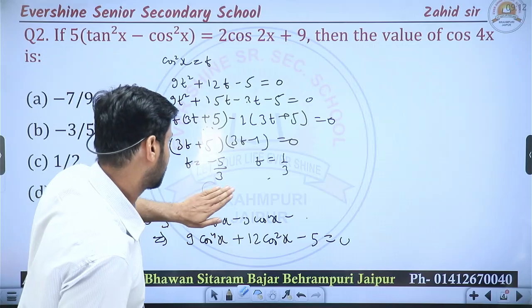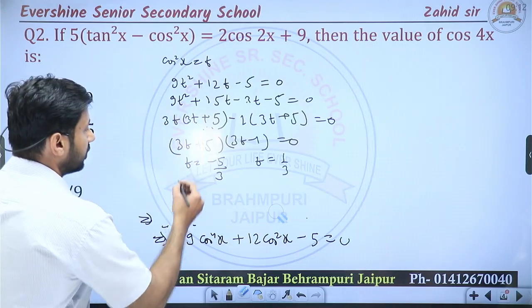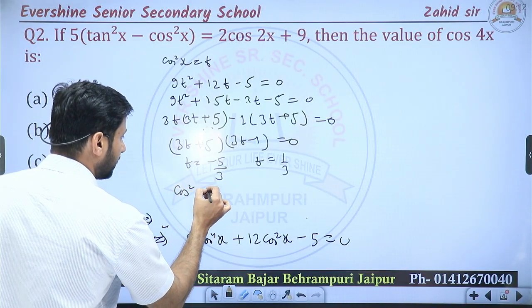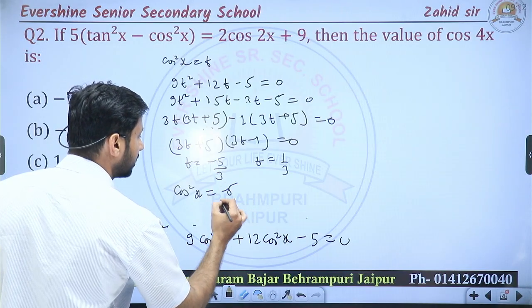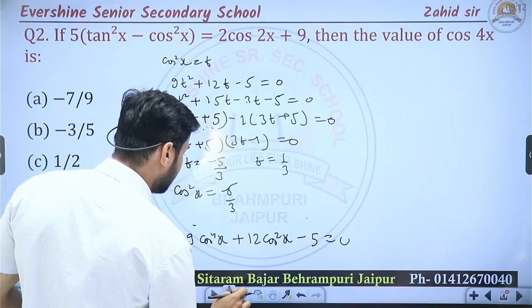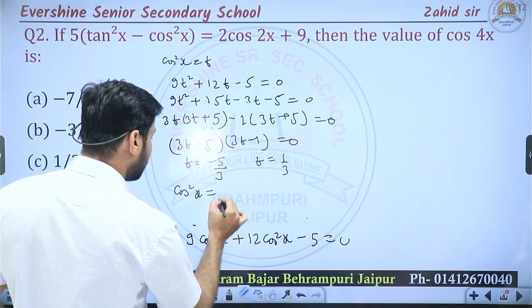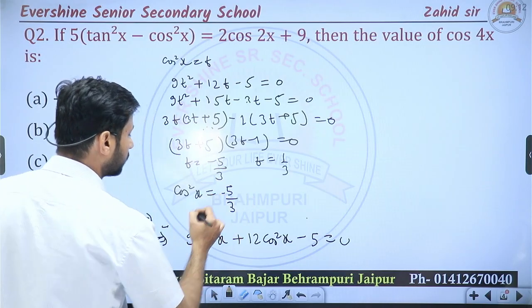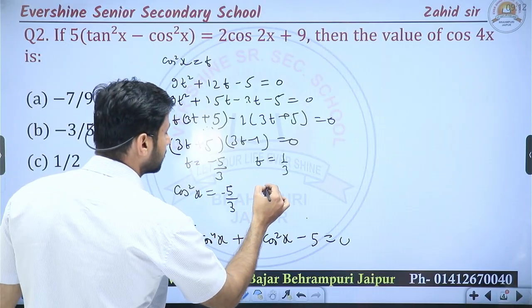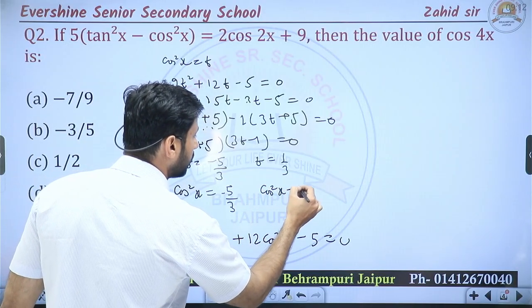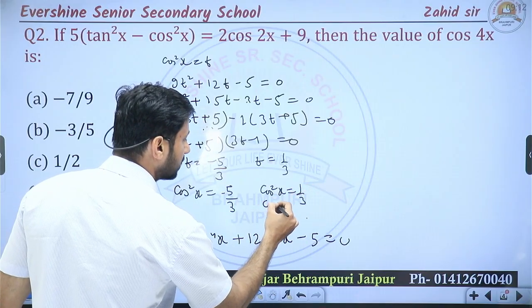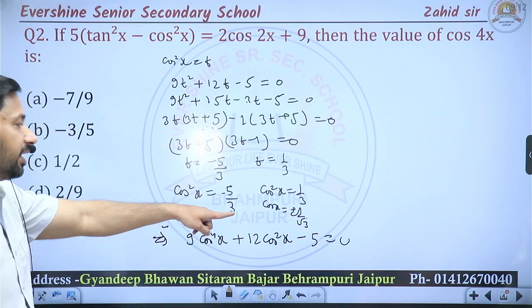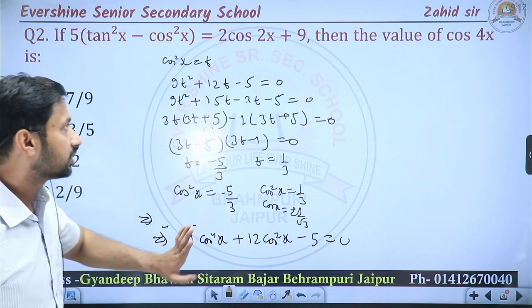Now see. So t is cos square x, which is equal to minus 5 by 3. So this will give the imaginary value, because I am having a negative value of a square. Now the other is cos square x equal to 1 by 3. So cos x will be plus minus 1 by root 3, okay? Now I can take this value. So I got the value of cos x. What I need to find?